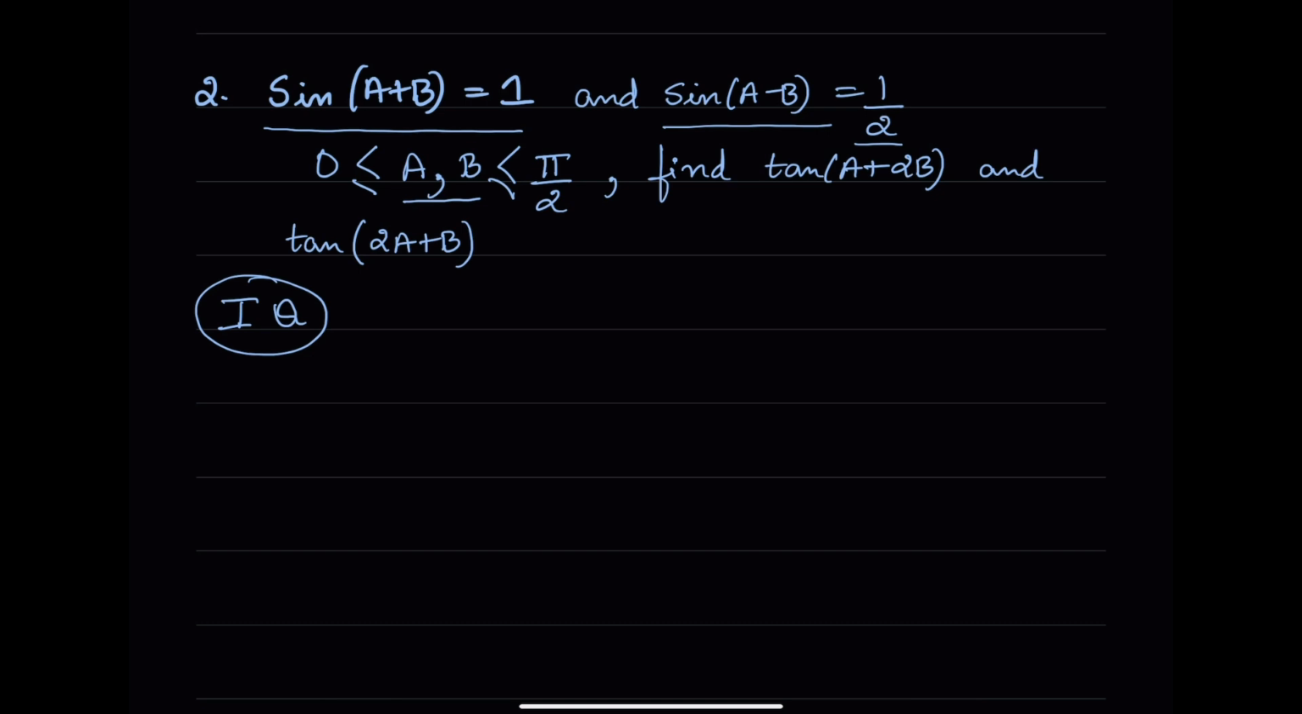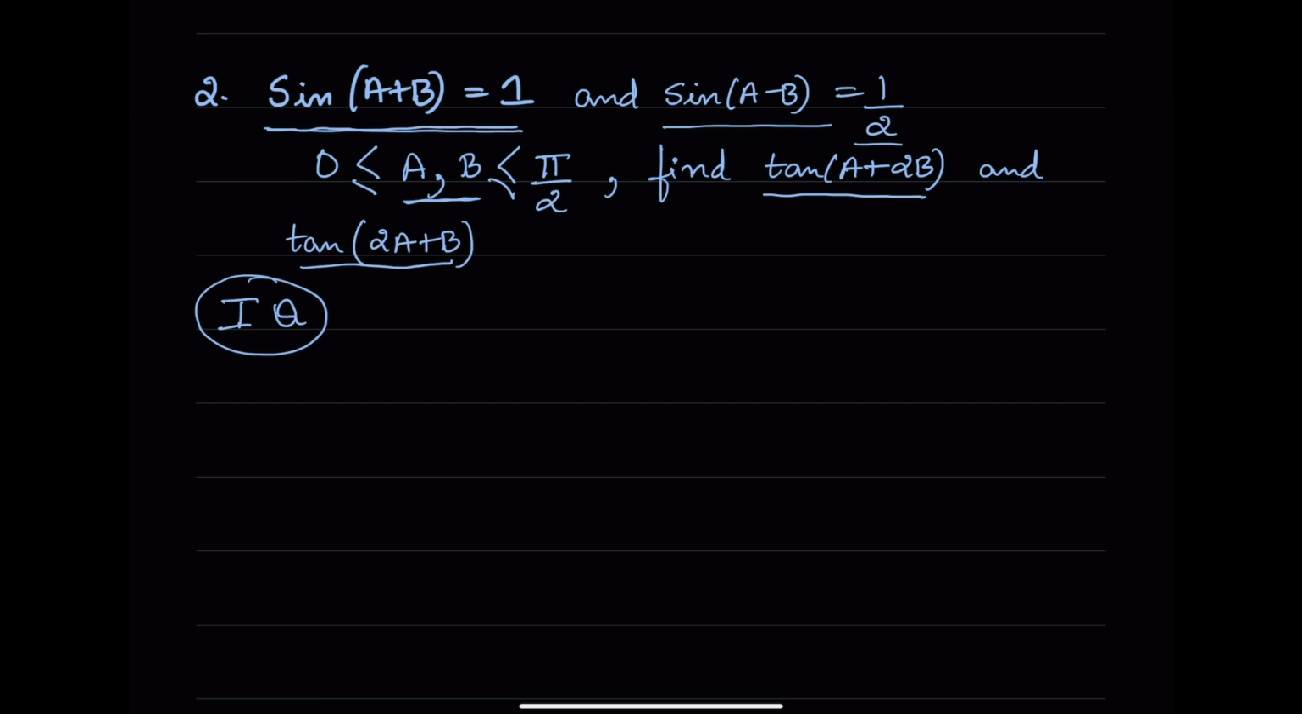Now using this information, we have to find the value of tan of A plus 2B and tan of 2A plus B. So the question might look tough for how do we approach, but when we see the solution, you would definitely be amazed at how simple this was. So now the important information is that A and B are both in the first quadrant, and in the first quadrant everything is positive. Cos, sine, tangent and the inverses all are positive. So let's use this information.